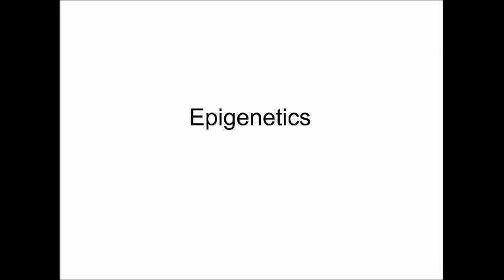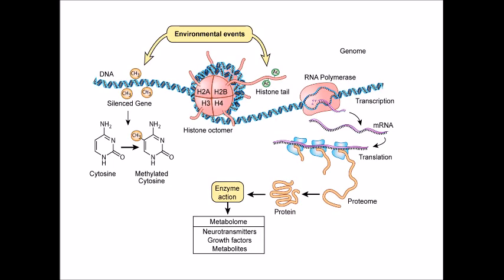Now let's talk about epigenetics. Epigenetics means above the genome, and ultimately epigenetics is important in every cell in your body. Every cell has exactly the same DNA sequence. Whether it's a neuron or a red blood cell depends on which genes are turned on or off. And the turning on and off of genes occurs via epigenetics.